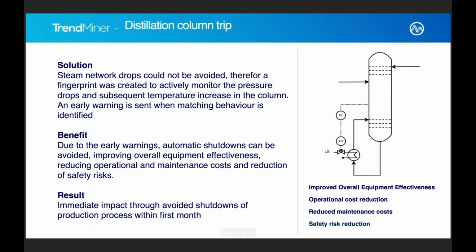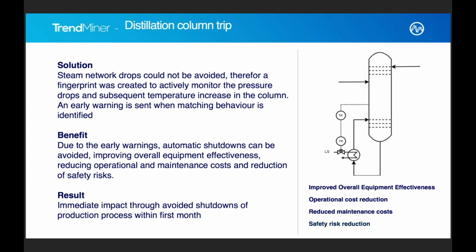Going back into the slides, what does this mean? So as I said, we were able to pinpoint the root cause. We were able to find out what was going on. We set up the monitor, an active monitor. And once again, if you can avoid those shutdowns because of that early warning, the benefits are ample. So first of all, you will have an improved OEE because my column does not trip. There's reduced downtime.